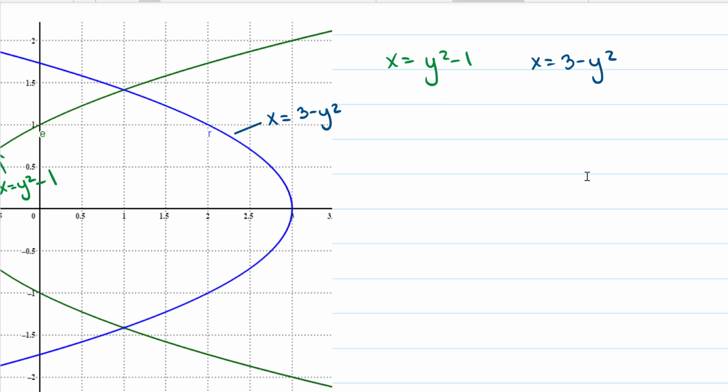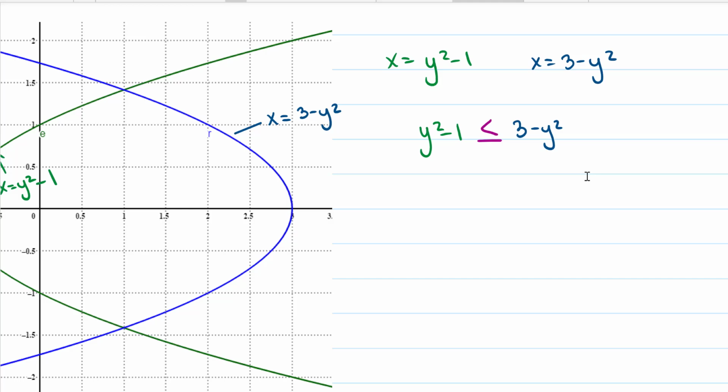So we need to determine which one is on the right and which one is on the left. Well, we have y squared minus 1, and you notice that this is on the left side. So this is strictly less than 3 minus y squared.